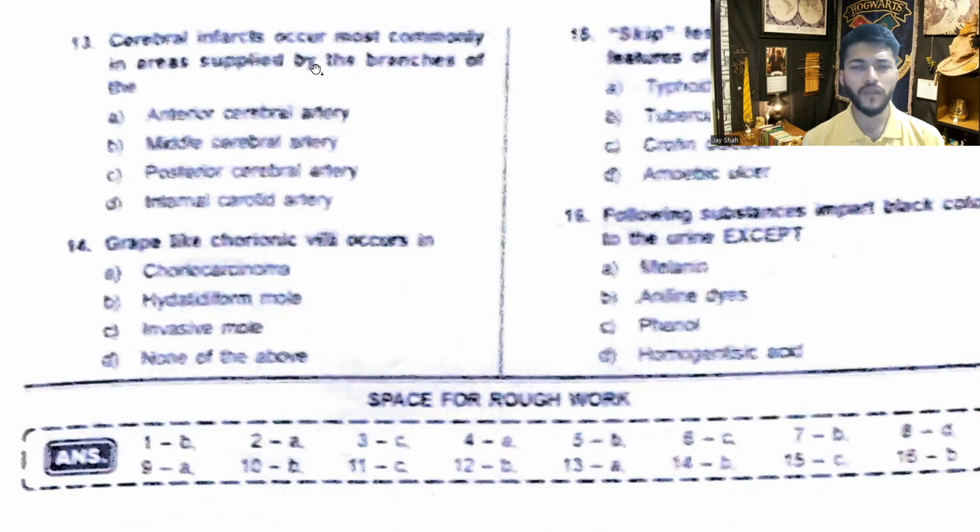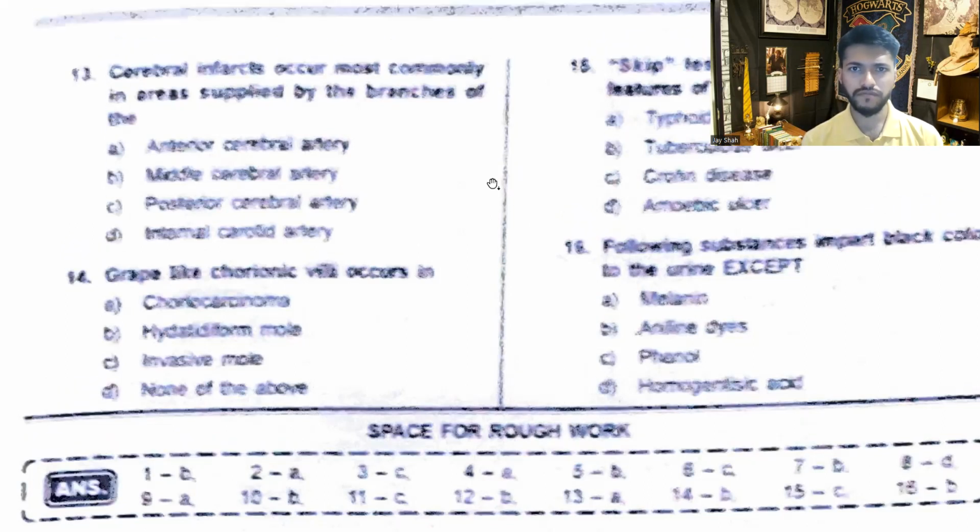Cerebral infarcts occur most commonly in areas supplied by. So there's again a controversy. Is it middle cerebral? Is it anterior cerebral? They say that it is anterior cerebral because internal carotid artery gives 2 branches, no? Anterior cerebral, middle cerebral. So both are generally more prone for developing infarction, but anterior cerebral is a better answer, right?